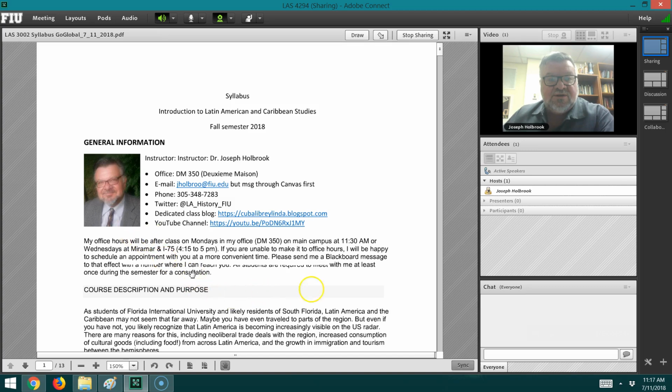So if you look over on the left, you'll see my office is in DM 350, the building next to the library on the main campus. My email is jholbroo@fiu.edu, but I prefer if you can message me through Canvas first. We're going to be using Canvas for this course, and it has a messaging feature within it, and that helps me keep my classes organized.